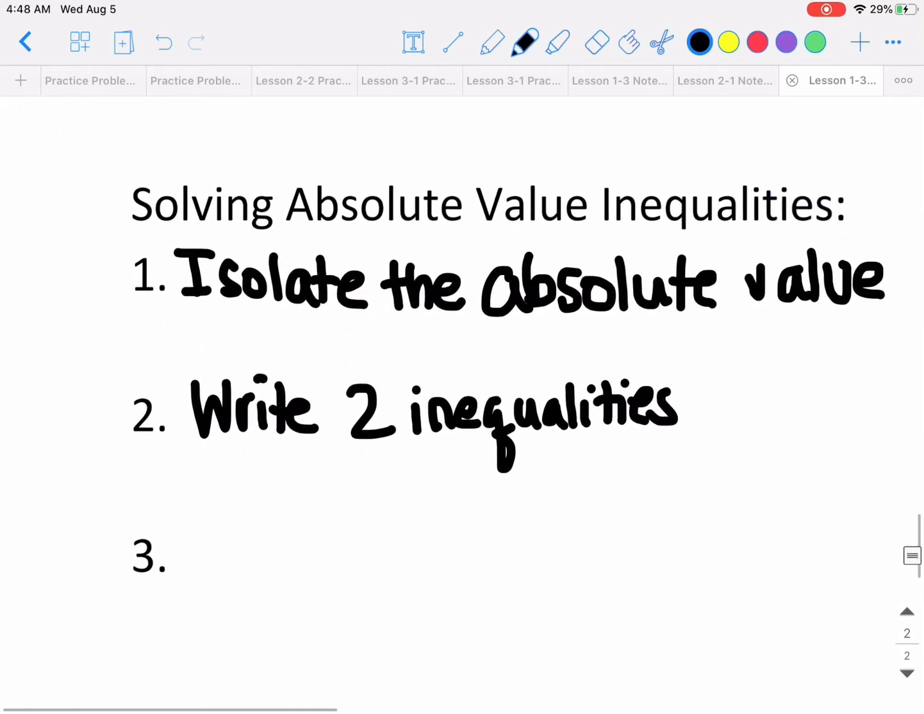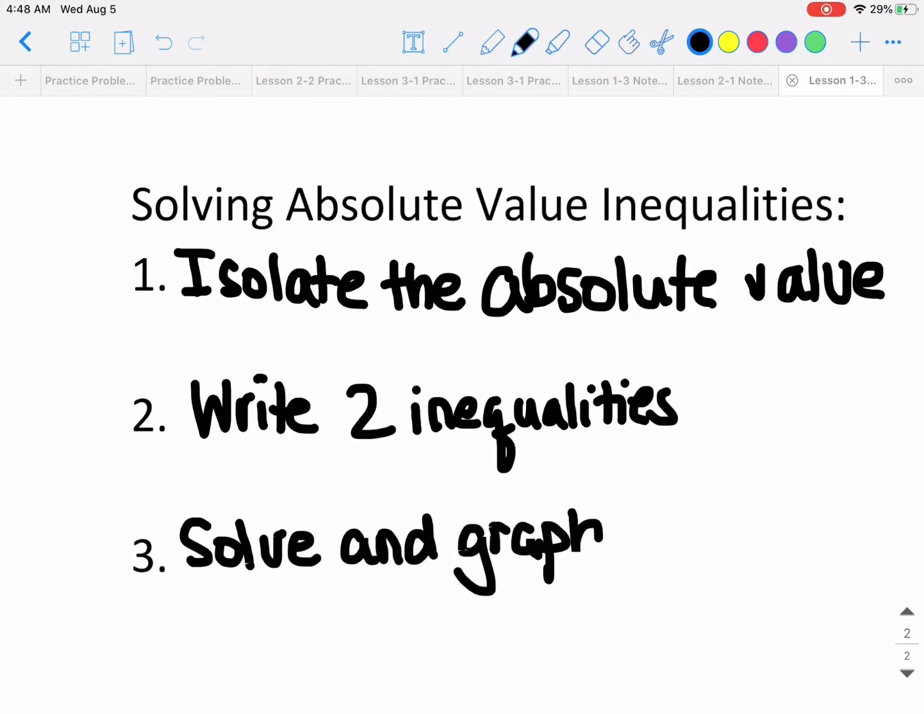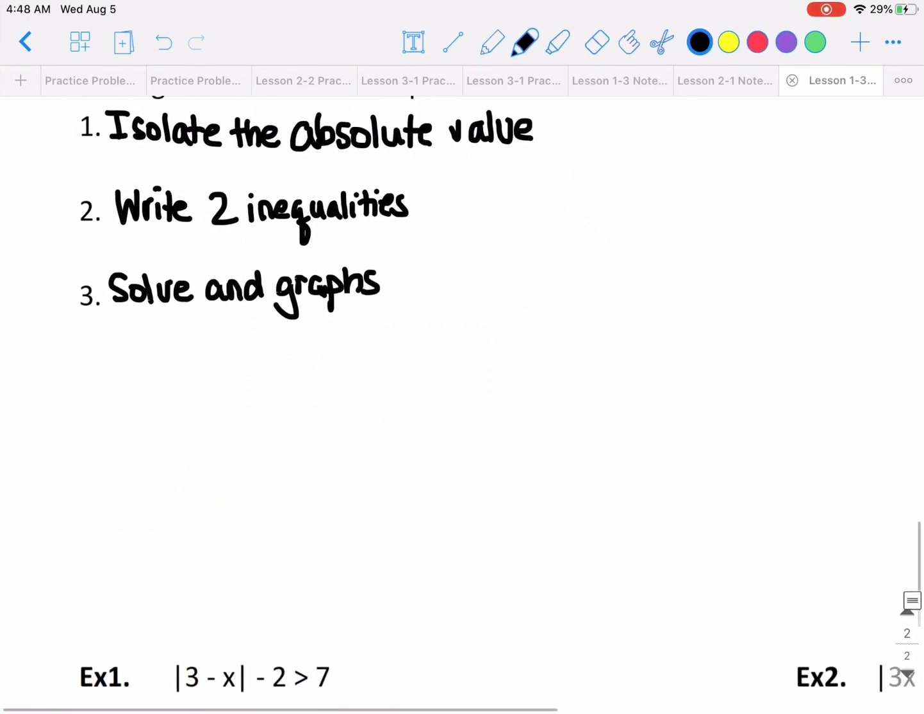The third thing that you're going to do is the same as before. You're going to solve and graph. These graphs are going to look a little bit different. You're not just going to have two answers. You're going to have an infinite amount of answers. So you'll need to shade on the number line.